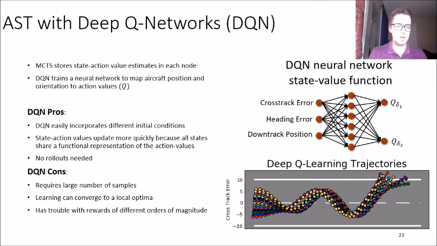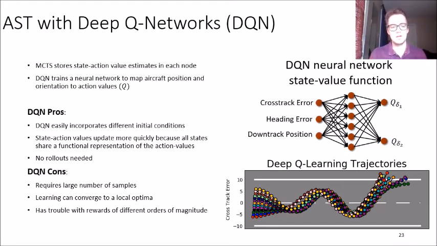We can also implement AST with a different reinforcement learning algorithm, deep Q networks. The difference is that instead of storing these state action values in a tree, you would have a function that maps your state values to your action scores. So there are some benefits with this approach in that we can incorporate different initial conditions more easily, and the neural network helps to generalize to new states better, and so this can help to improve learning because we don't have this factored into this tree.